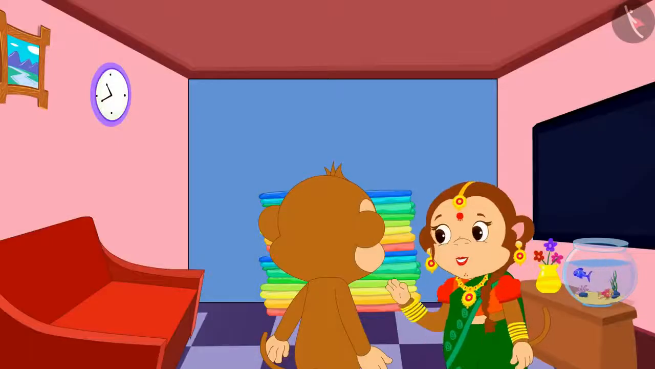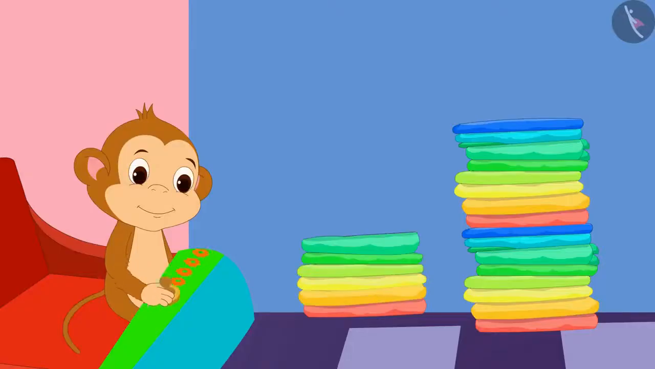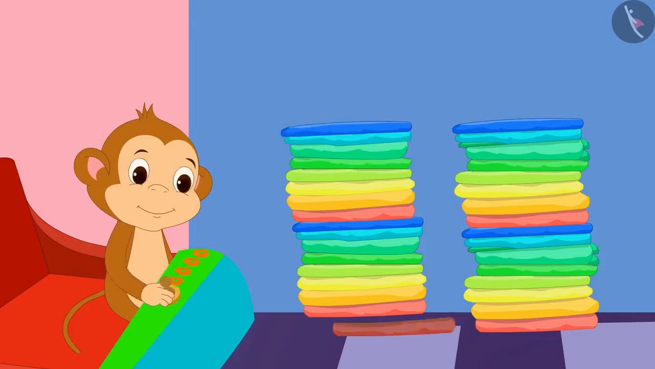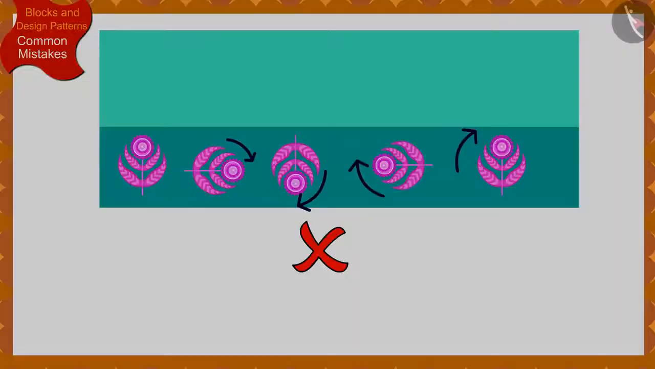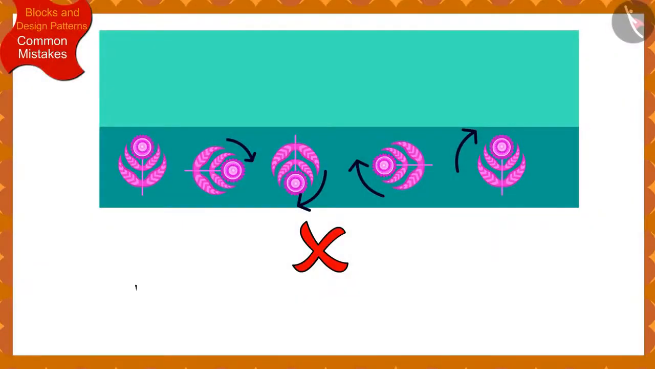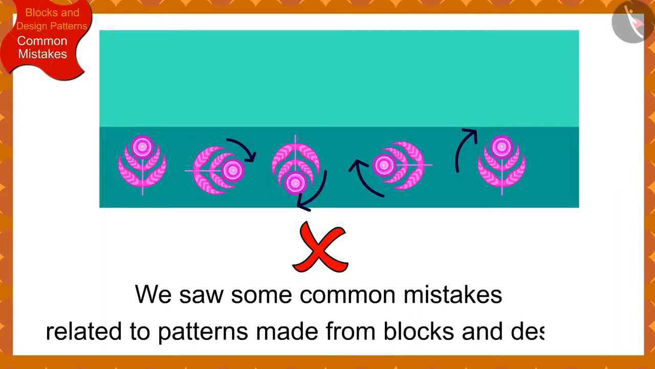Banno explained Babban's mistake to him. Then, Babban helped Banno create designs on a lot of saris without making any further mistake. Children, in this video, we saw some common mistakes related to patterns made from blocks and design.